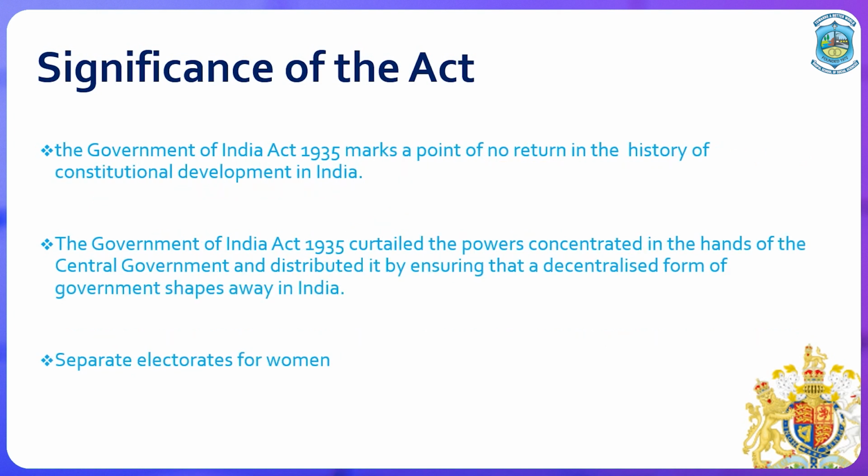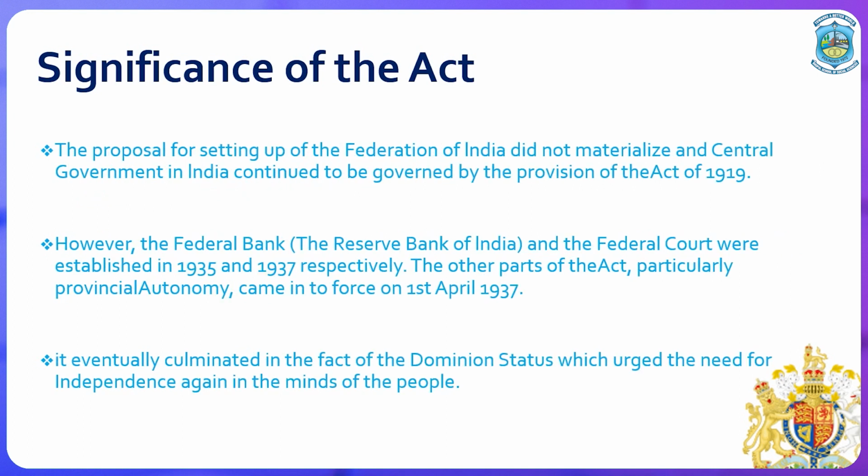The Government of India Act 1935 marks a point of no return in the history of constitutional development in India. This Act curtailed the powers concentrated in the hands of the central government and distributed them, ensuring that a decentralized form of government took shape in India. It also provided for a separate electorate for women, which was a huge step in that period. The proposal for setting up the Federation of India did not materialize, and the central government in India continued to be governed by the provisions of the Act of 1919.